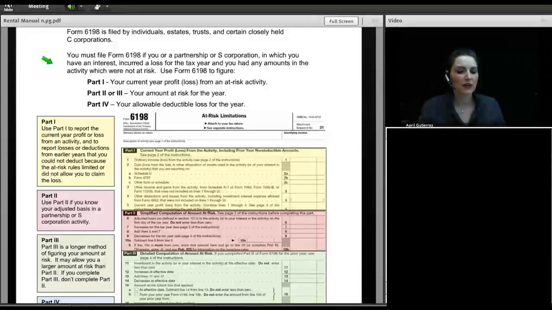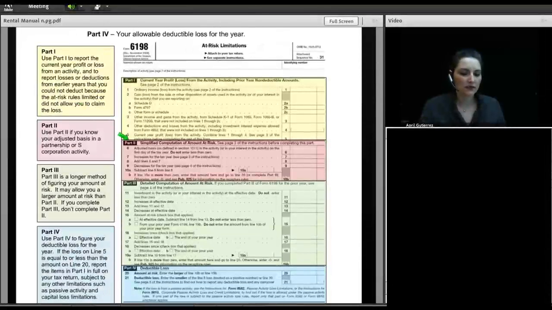Use Form 6198 to figure your current year profit or loss from an at-risk activity. In Part 2 or 3, you figure your amount at risk for the year, and in Part 4, your allowable deductible loss for the year is entered. So it's a 4-part form.